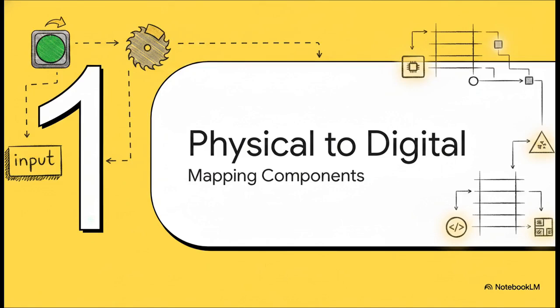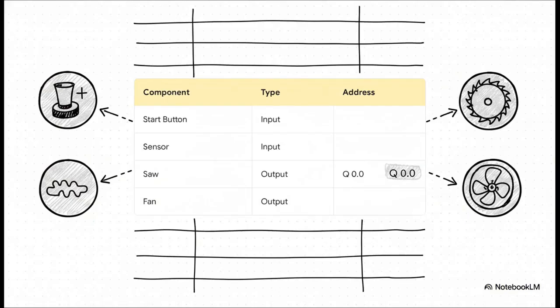to digital. This is where the magic really starts to happen. Software doesn't inherently know what a start button or a saw is until we explicitly tell it, so we create a cheat sheet to organize our physical reality into digital language.